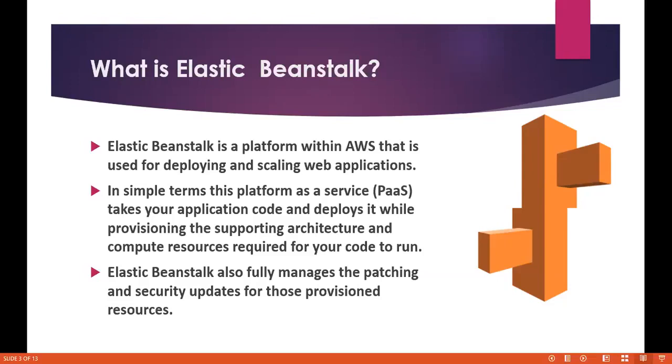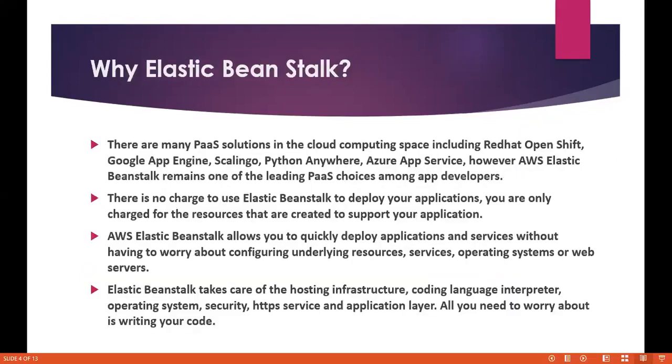Read it. Elastic Beanstalk is a platform within AWS that is used for deploying and scaling your applications. It is a platform as a service. They are providing the platform. Whatever infrastructure is required to run your application, Elastic Beanstalk will provide that. You need not bother about anything related to infrastructure setup if you go for Beanstalk. You just give your code, then Beanstalk will prepare the environment to run your application in AWS.